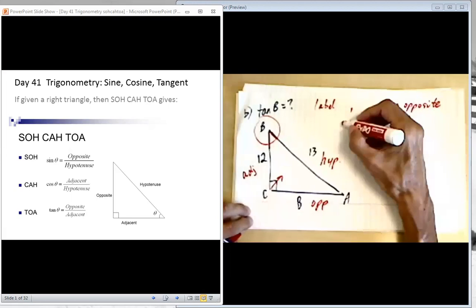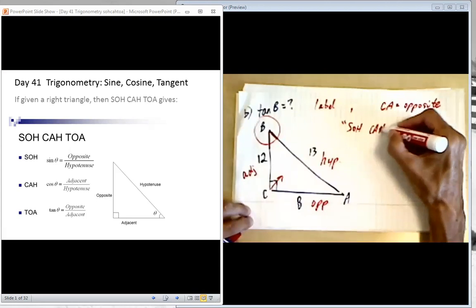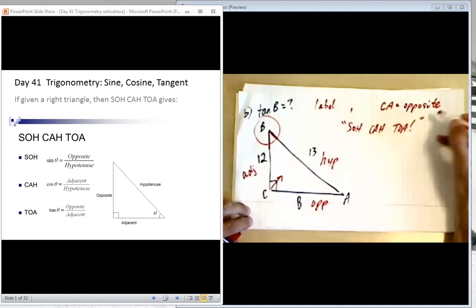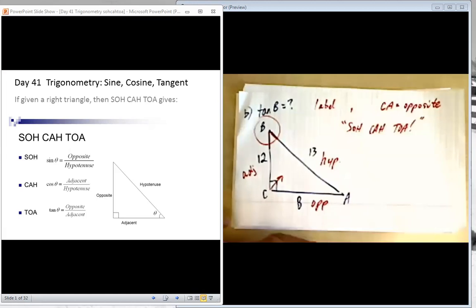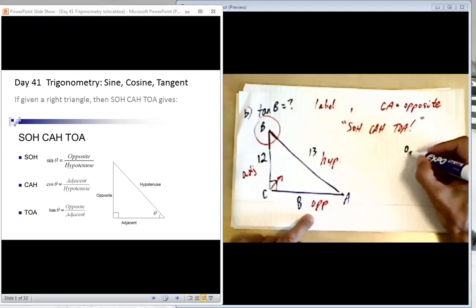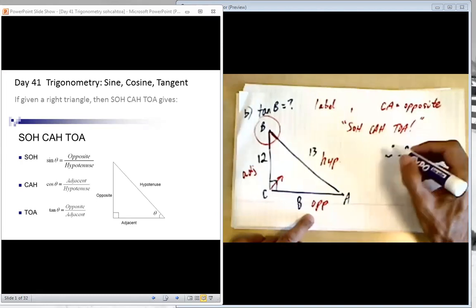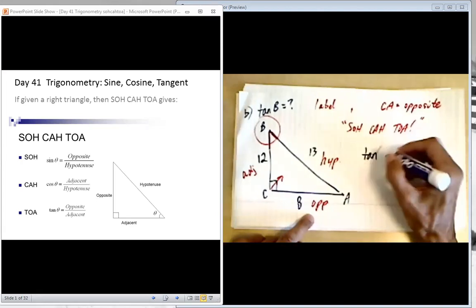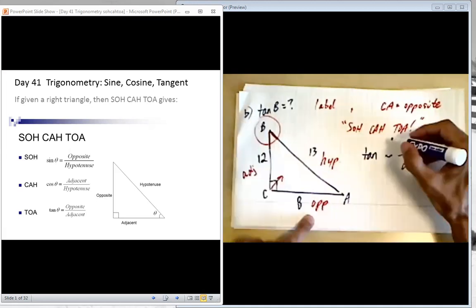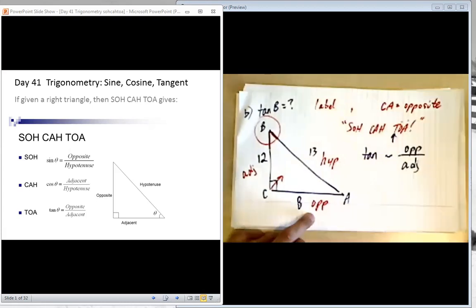Yeah, the formula part, right? So let's do some magic. SOH CAH TOA. Okay, so what part are we going to look at? It's opposite over adjacent. That's what tangent is, what we're asked to find and what our magic phrase says to do. Opposite over adjacent.